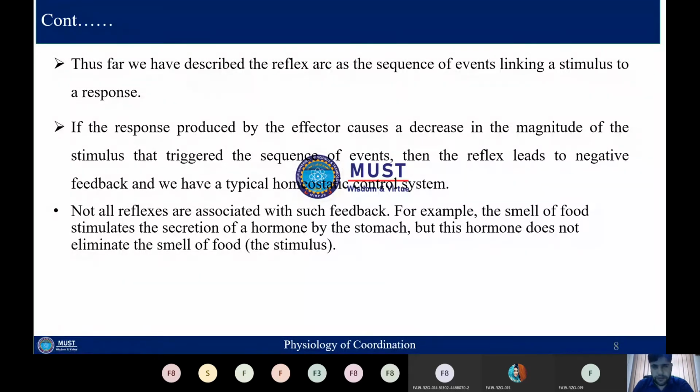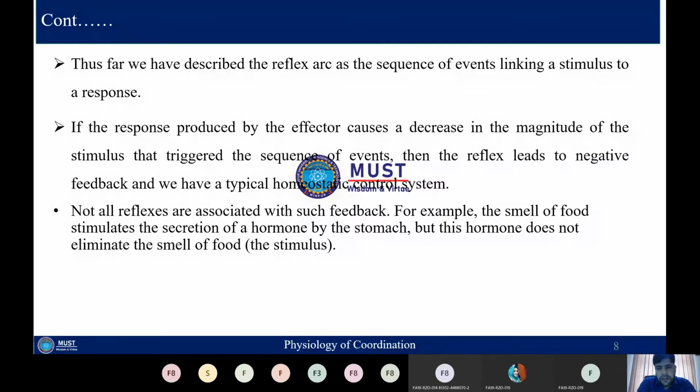So a reflex is basically the sequence of events linking a stimulus to a response. You may also describe it as the sequence of events which is started by a stimulus and which ends with the ultimate response of the body. That whole sequence of events will be called a reflex, and we can also call it a reflex arc.